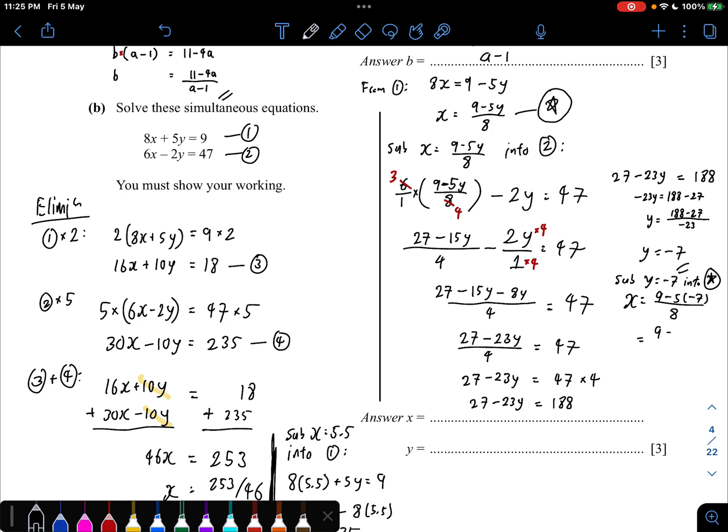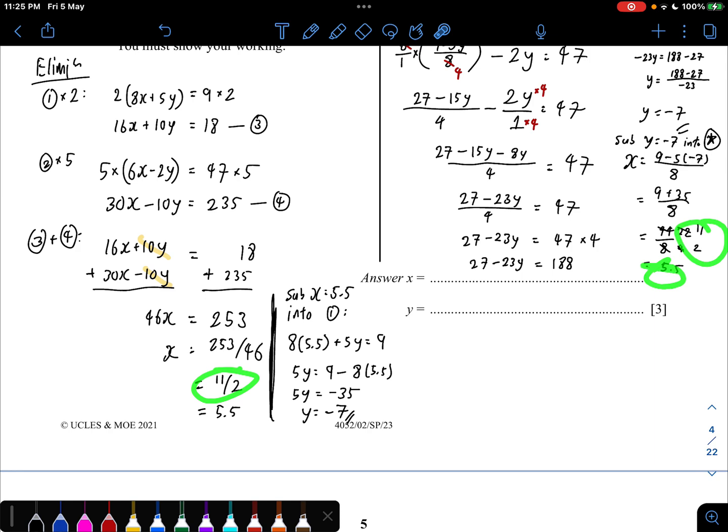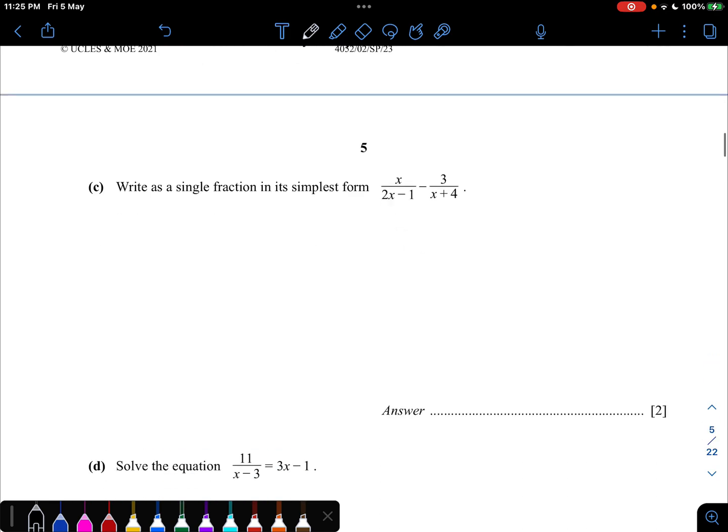Calculate this. 9 plus 35 over 8. You don't need a calculator, you don't need mental sums for this, but I'll just do it for fun. You end up with 44 over 8. Cancel off a 2, you get 22 over 4. Cancel off a 2, you get 11 over 2, which is 5.5, and it's exactly the same answer as before, 11 over 2, 5.5, negative 7. Okay, so write down the answer. 5.5, negative 7. Good. Not done yet. Still got part C and part D.